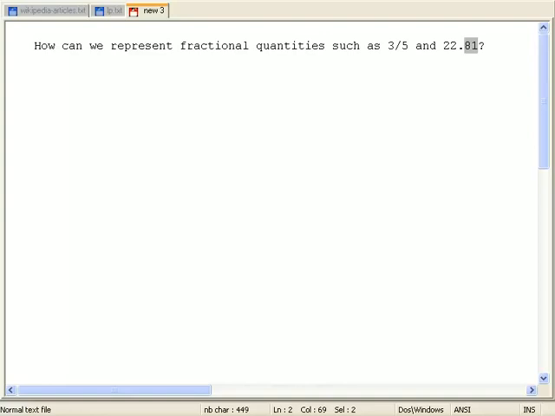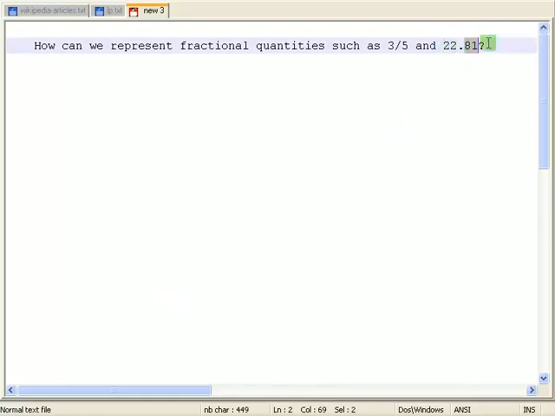So far we've looked at only expressing integer values, that is, whole numbers. We haven't looked at how to express fractional quantities, things like 3 over 5 or 22.81. And it's not obvious how we would express these because using just bits, we don't have any mechanism to specify how the numerator is separated from the denominator, for instance, or how the left side of the radix point is separated from the right side of the radix point. So we need to come up with some sort of scheme so we can tell these things apart.